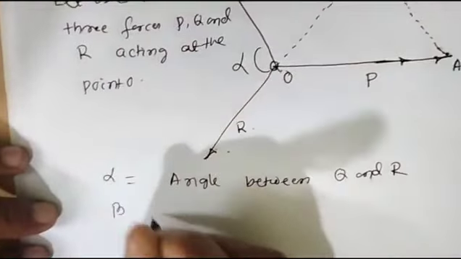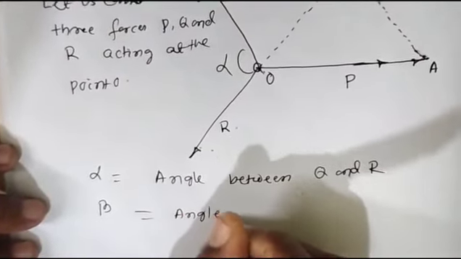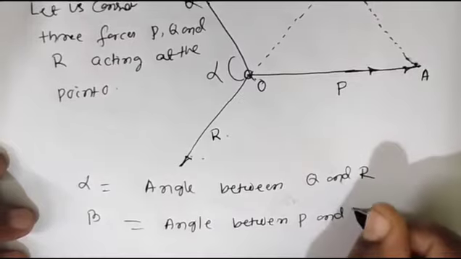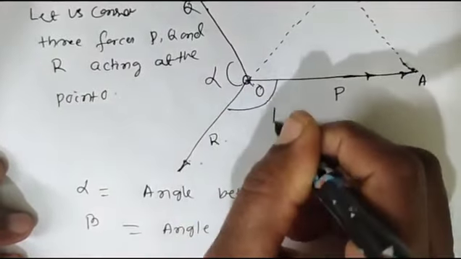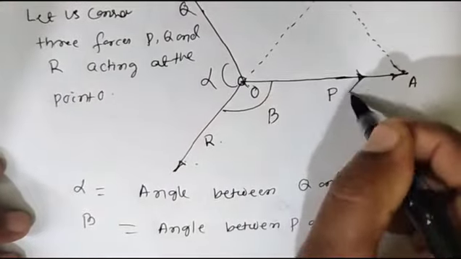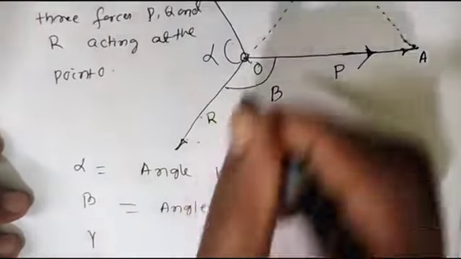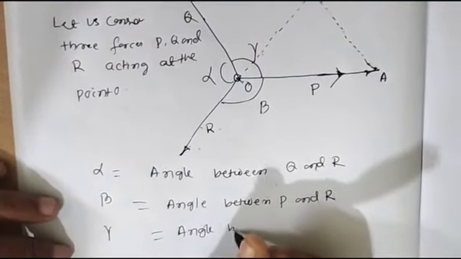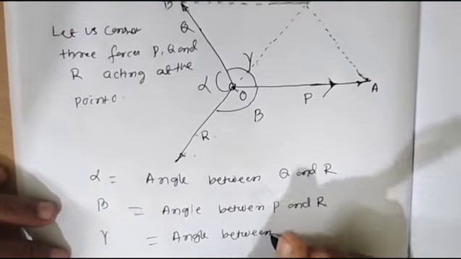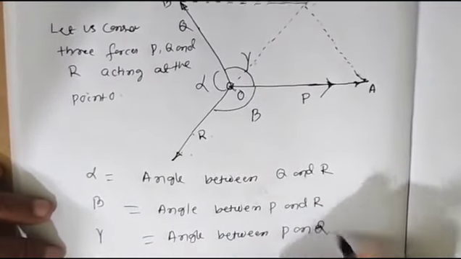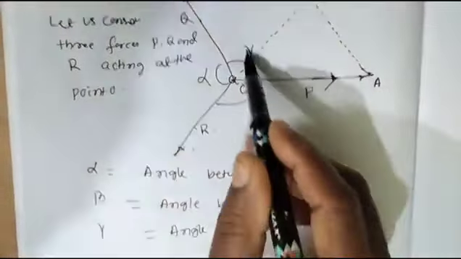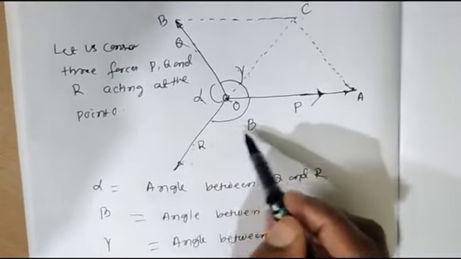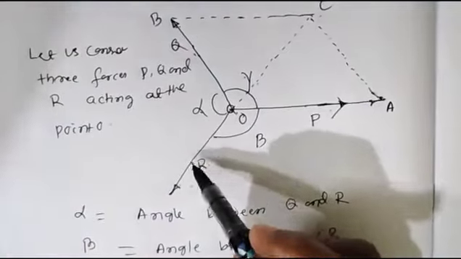Then beta is the angle between P and R. This is the beta, the angle between P and R. Then gamma is the angle between P and Q. Here gamma is the angle between P and Q, alpha is the angle between Q and R, and beta is the angle between P and R.